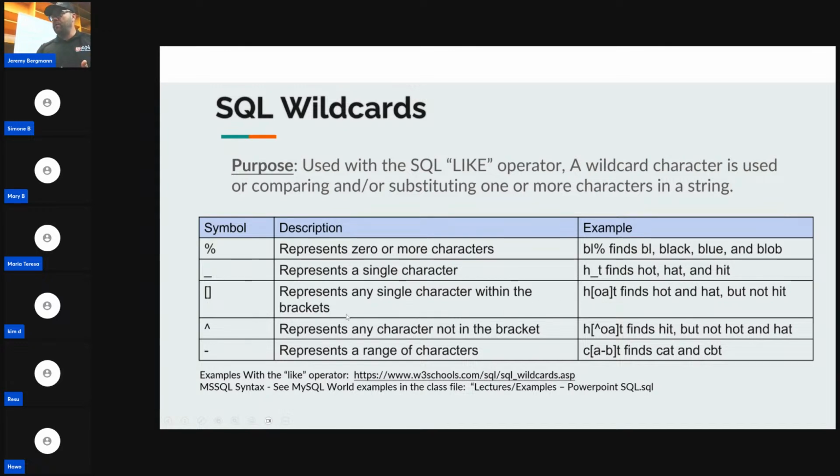Then you have carets. That's what they call that character above your number 6. It represents any character not in the brackets. It's kind of like a logical NOT. So you'd have this, and it makes it not O and A. So this now will find hit, because the I in the second position is not in O and A. And then it will not find hot or hat. So it's just taking this and making it the opposite. The caret just makes it a NOT. It does not want O and A to be in the second character. So now it finds hit because I is not in the O and the A, and it excludes hot and hat.